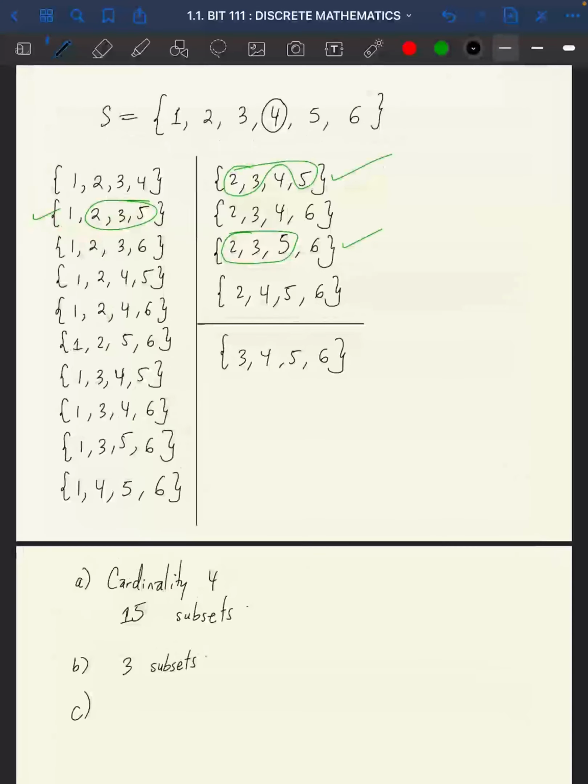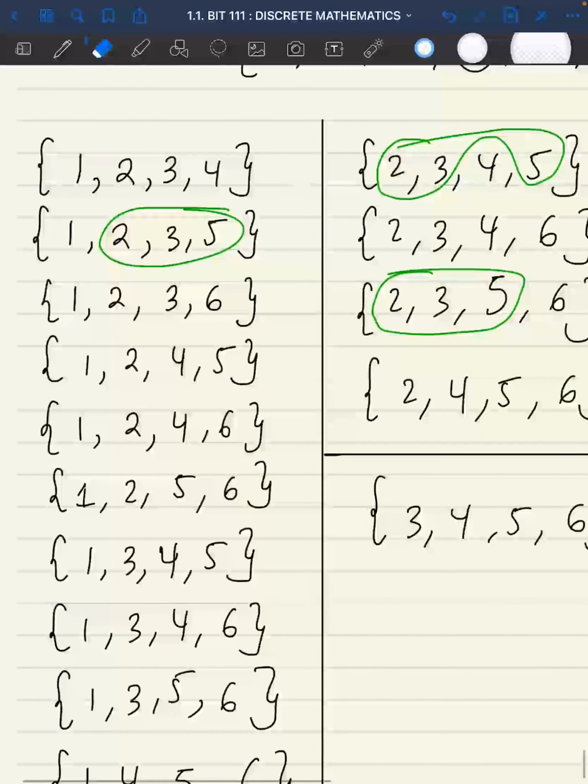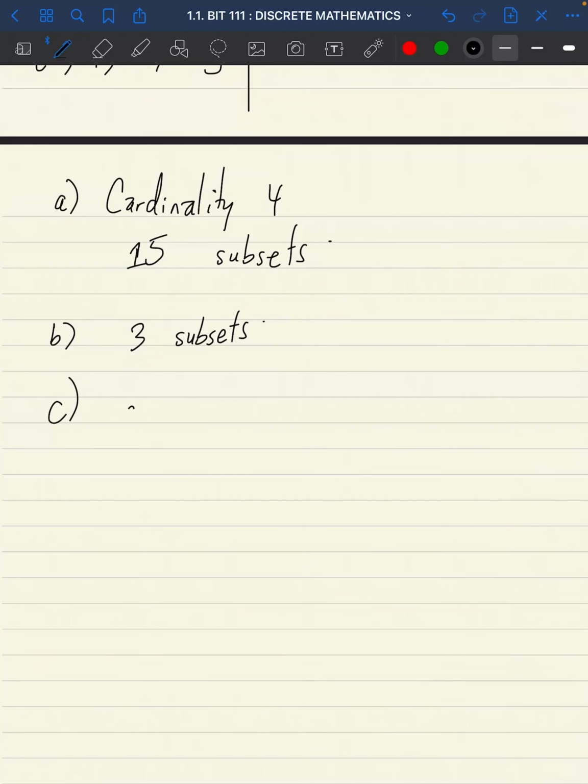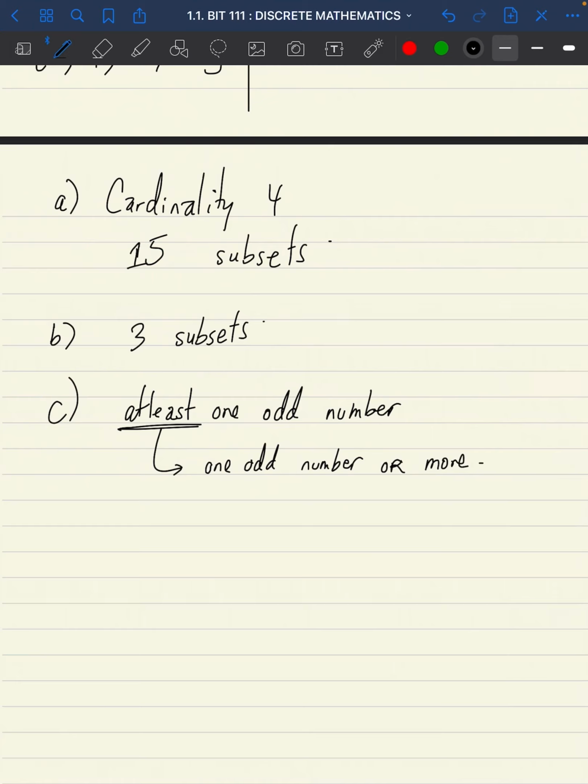Okay, part C. How many subsets of cardinality 4 contain at least one odd number? At least means one odd number is the lowest that you can go, right? So you can have one odd number, or you could have more. One odd number or more, right? How many of the sets have one odd number or more than one odd number?